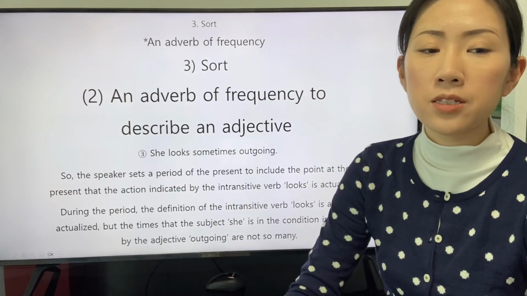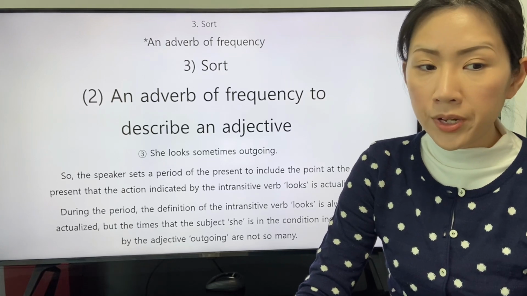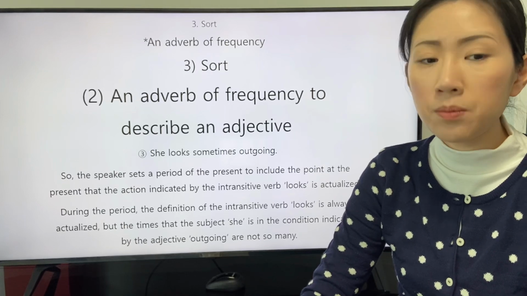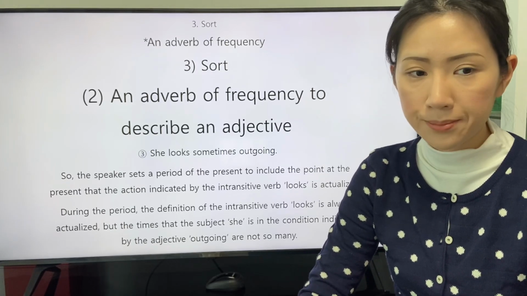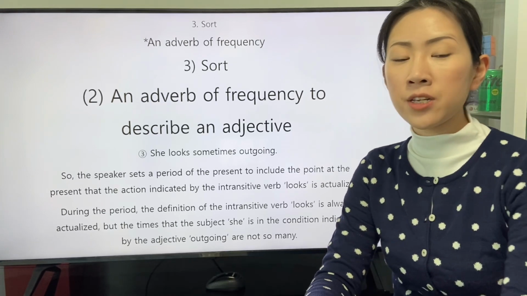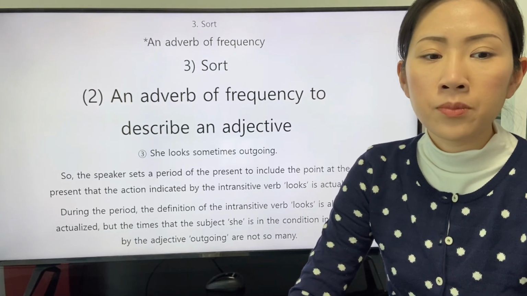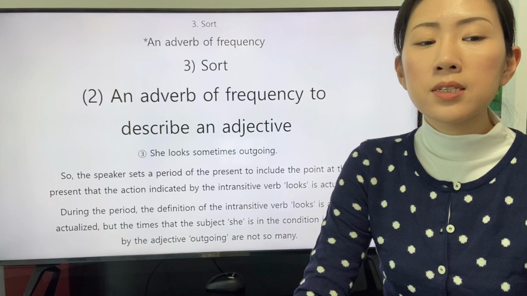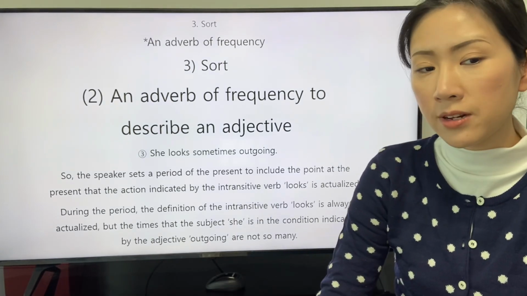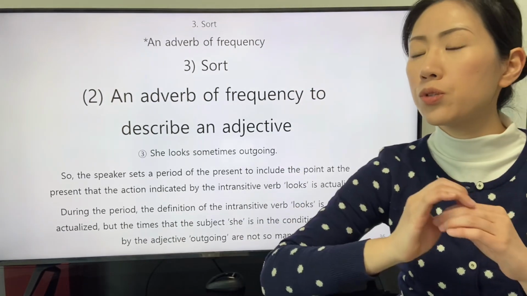So the speaker sets a period of the present to include the point at the present that the action indicated by the intransitive verb looks is actualized. During the period, the definition of the intransitive verb looks is always actualized. But the times that the subject she is in the condition indicated by the adjective outgoing are not so many compared to the period.